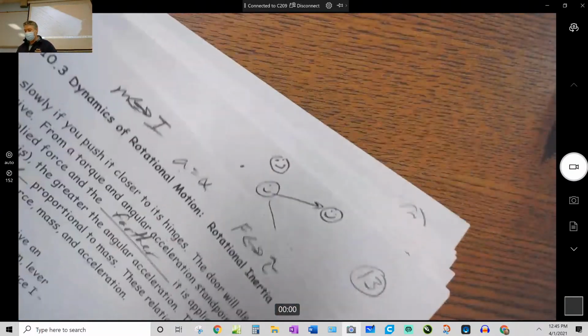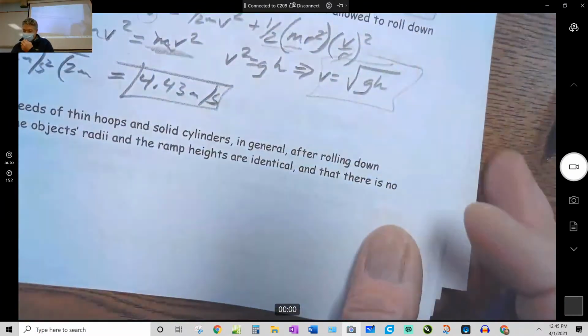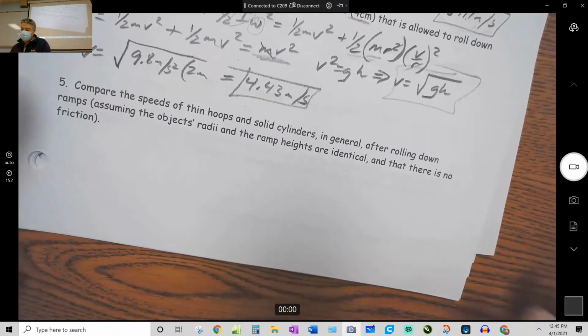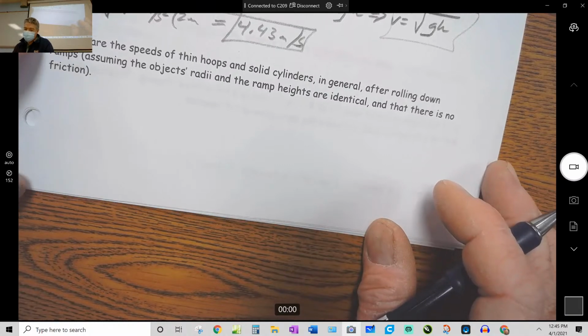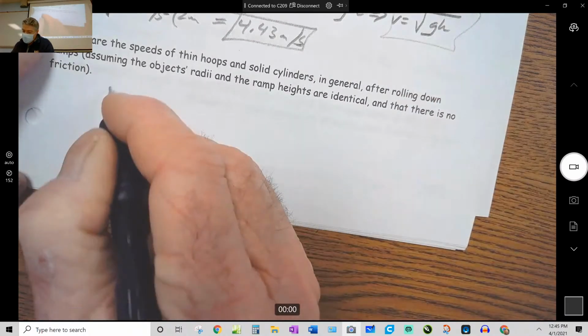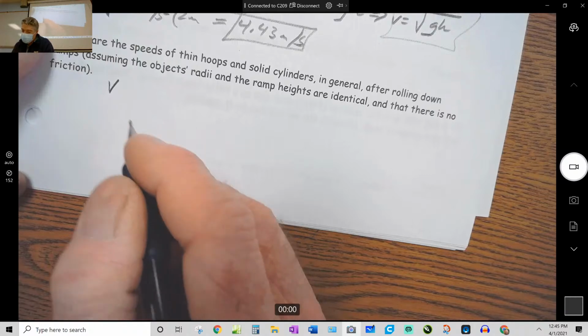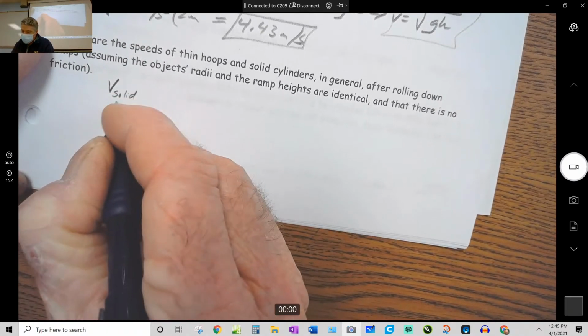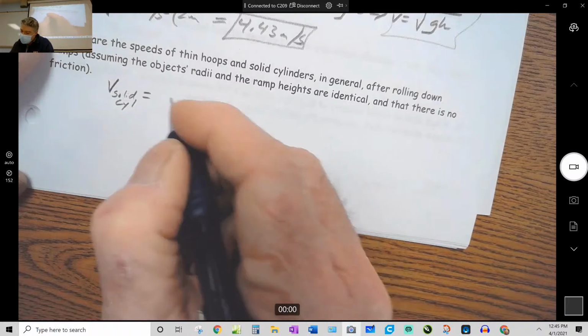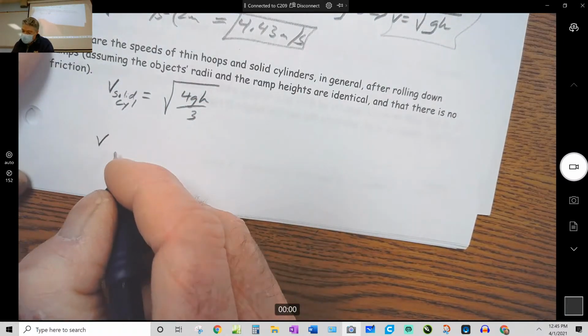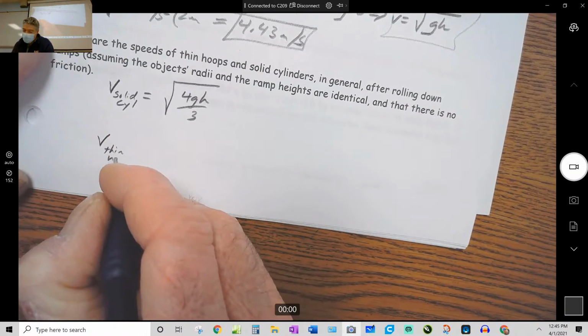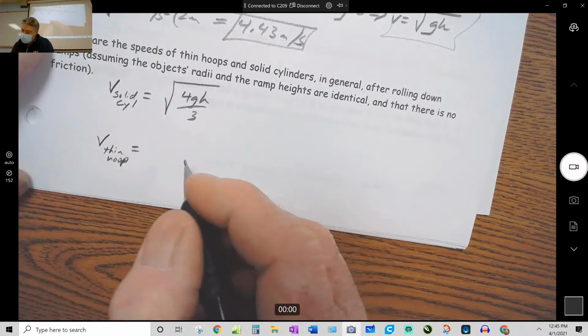All right. So the next question, I don't even know if it's necessary, but I sort of feel like it's on the sheet, so for good measure, I'll finish it up. This just says to compare the speeds of thin hoops and solid cylinders in general after rolling down ramps. So basically, the velocity of a solid cylinder is going to be the square root of 4gh over 3, and the velocity of a thin hoop after rolling down a ramp is going to be the square root of gh.